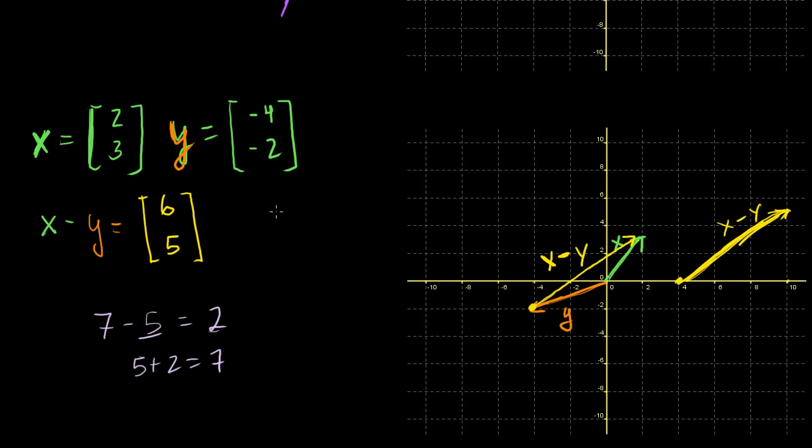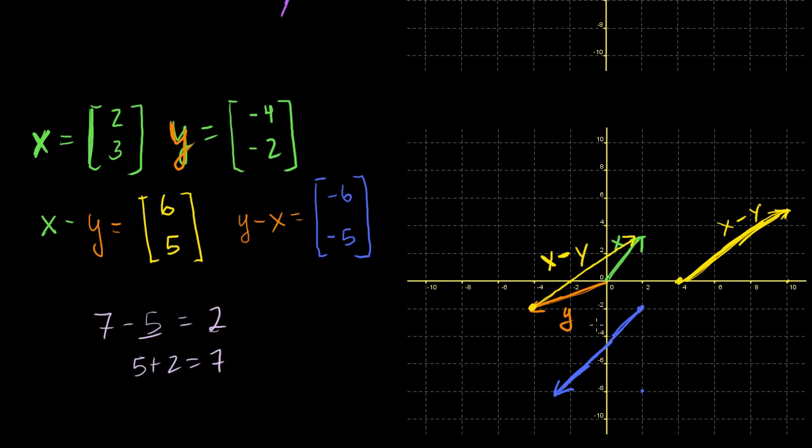Now, let's do something else that's interesting. Let's do what y minus x is equal to. Y minus x. What is that equal to? Well, we'll take minus 4 minus 2, which is minus 6. And then you have minus 2 minus 3. It's minus 5. So y minus x is going to be, let's see, if we start here, we're going to go down 6. 1, 2, 3, 4, 5, 6. And then back 5. So back 2, 4, 5. So y minus x looks like this.